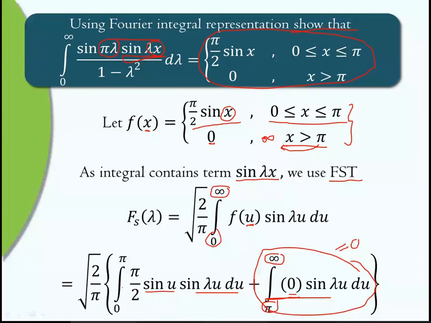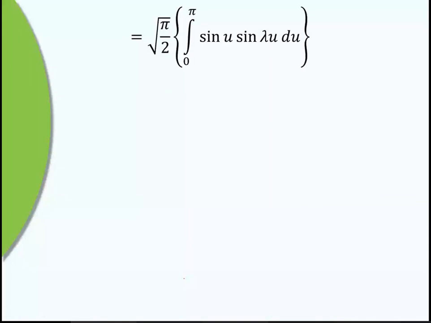Pi we can write as root pi into root pi. Then one root pi gets cancelled. 2 can be written as root 2 into root 2. Then we can cancel one root 2 and one root pi. So the remaining is root pi by 2. Simplify it. So root pi by 2 outside, integral 0 to pi sine u sine lambda u du.